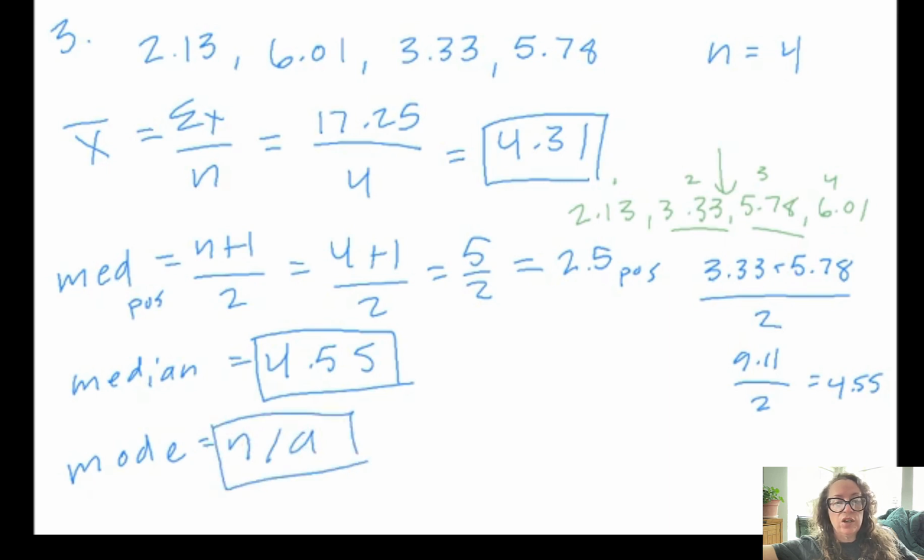That we don't have one. So remember that we cannot have a mode, or we can have multiple modes if we have a data set that includes more than one mode, if it's bimodal. All right, so let's move on to question 4.